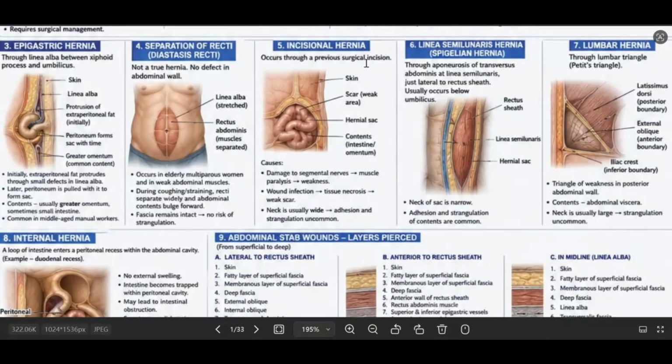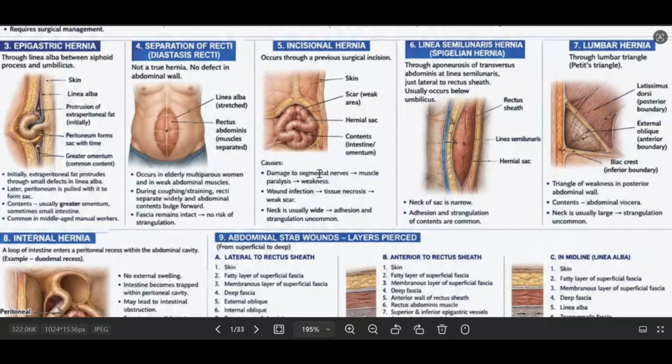And there are majorly two causes listed in our Snell's. The first is damage to the segmental nerves, because during surgery nerves supplying the abdominal muscles may be cut. That is actually very common, and that results in muscle paralysis and a weak abdominal wall, and that leads to the incisional hernia.